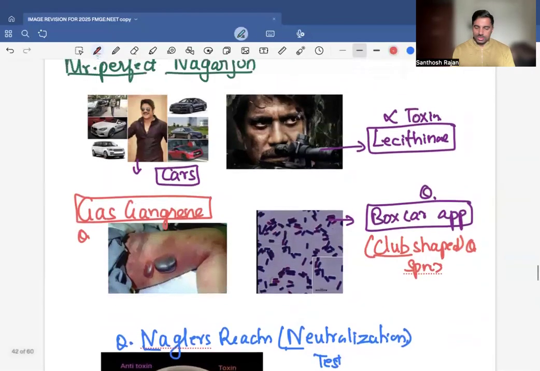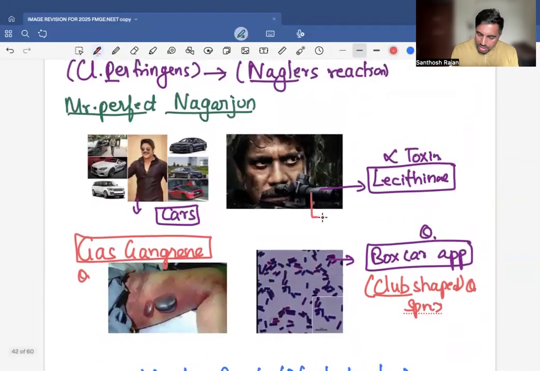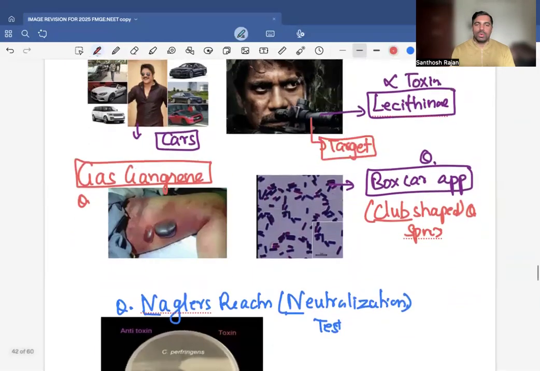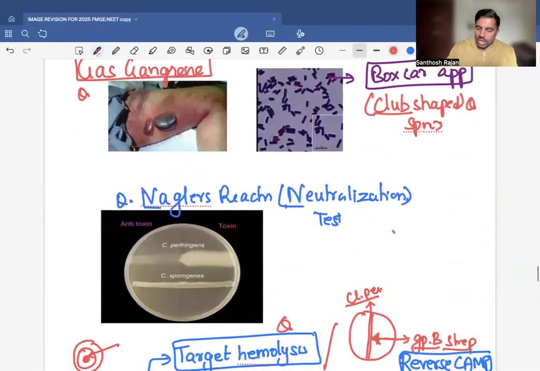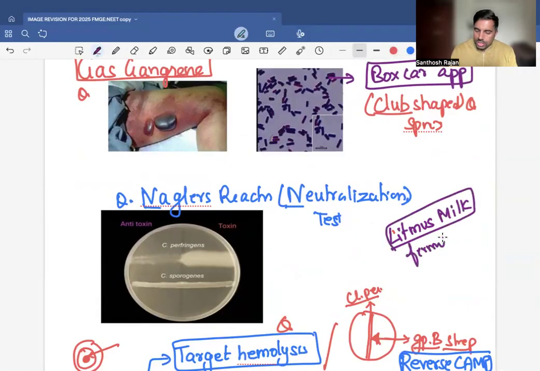Okay, lecithinase. I put this here because this is a target. He always has a target, so that means target hemolysis. And one more thing also, litmus milk. We didn't write it, but you can add it. He drinks litmus milk. It's a little bit complex, a little bit crazy, Nagarjun. So litmus milk fermentation is also caused by this Clostridium perfringens.